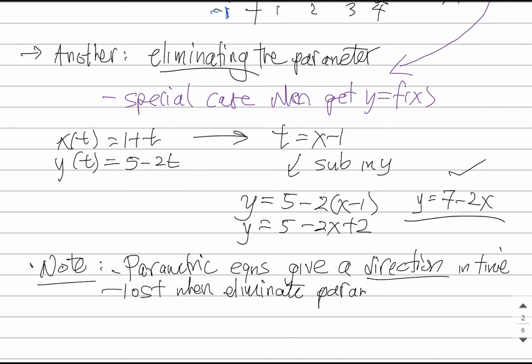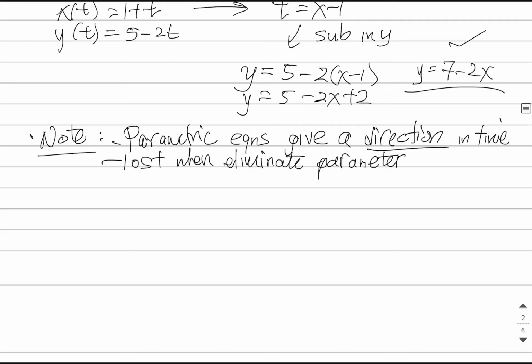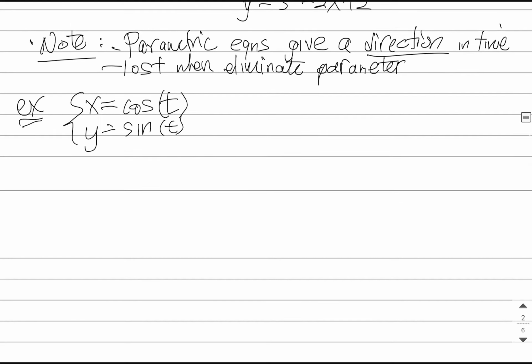So if you try to eliminate the parameter to more easily graph it, you will lose this information. Now, this kind of thing also really comes to bear in these special situations. So for instance, if I were to give you x is the cosine of t and y is the sine of t, if I were to give these parametric equations, I would love to see what this produces.